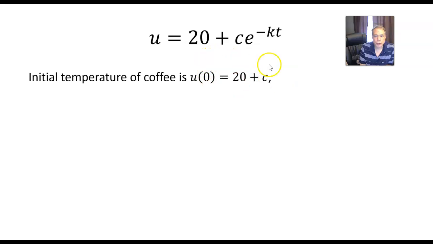The initial temperature, the temperature that you start at time t equals 0, would be 20 plus c times e to the 0. That is just 20 plus c. So that means that the number c here is the difference between what temperature the coffee starts at and what temperature the room is. So if originally the coffee is, say, 50 degrees hotter than the room, c would be 50. And the initial temperature of the coffee itself would be 70 degrees, 50 degrees hotter than 20.